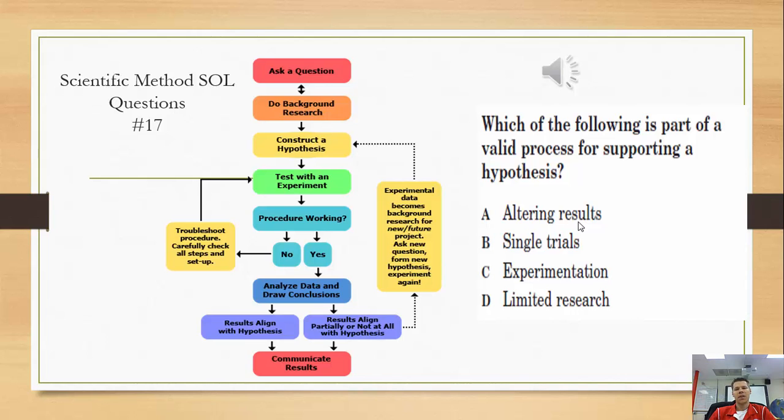That's not valid. Single trials, doing an experiment one time, not troubleshooting and checking your procedure and redoing your experiment to make sure, that's not good. Experimentation is absolutely a part of valid science and a valid process for supporting a hypothesis. Limited research. Sometimes this one tricks kids and makes you pick D because you see the word research, because research is important. But when they add the word limited, that means like minimal or not enough. Limited research. So our best answer here is C, experimentation.